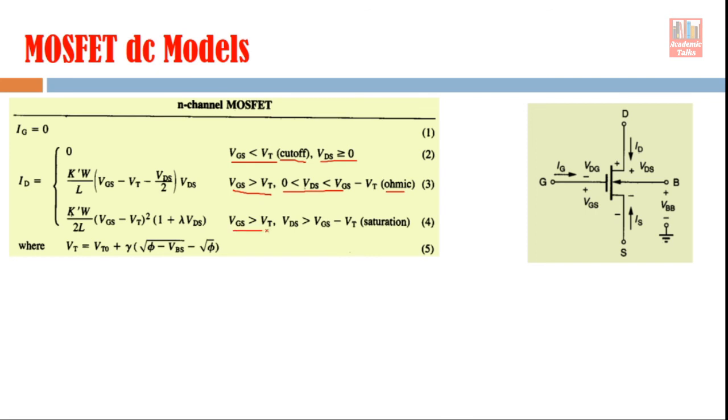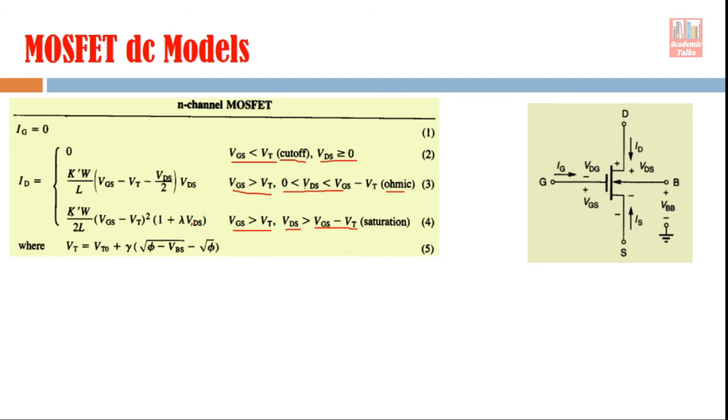Of course, if your gate voltage is higher than the threshold voltage, channel formation is taking place, but there is one more condition. Your drain-source voltage now is greater than VGS minus VT. It means you are in the saturation region of the characteristic curve. So if that happens, you have to use this particular equation for drain current: K prime W by 2L, VGS minus VT squared, and this factor is multiplied by 1 plus lambda VDS.